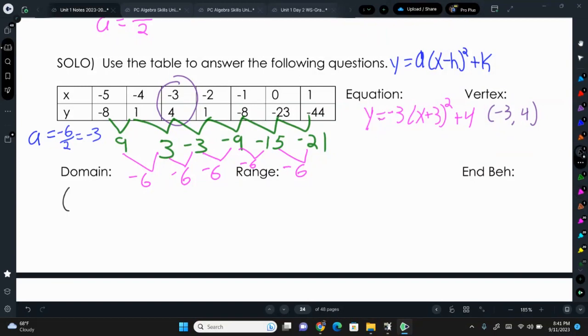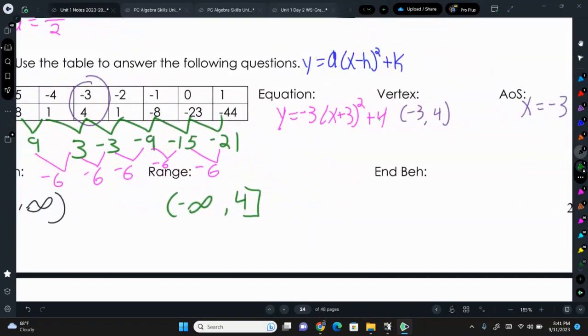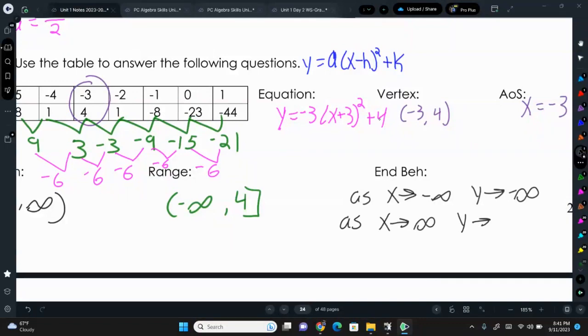Domain, quadratic, so negative infinity comma infinity. Because a is negative, that means our range starts at negative infinity and goes up to the y-coordinate in our vertex. And then our end behavior, because a is negative, both sides are going to go down to negative infinity. And just like the others, our end behaviors and the range, they match.